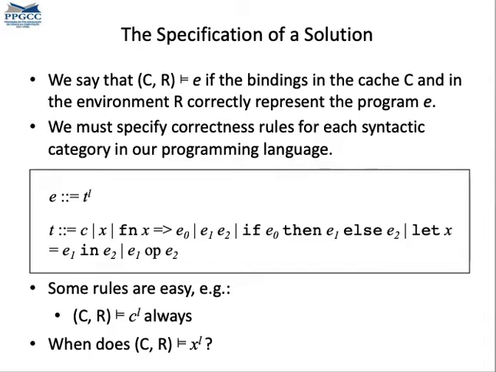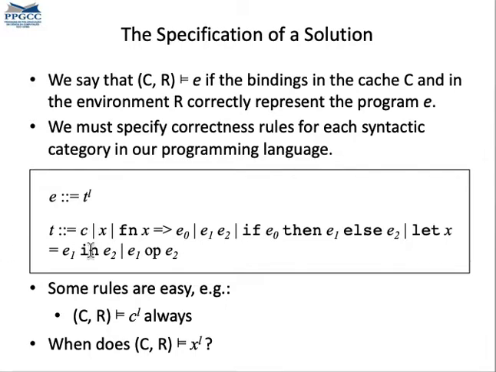We will be representing our solution using this notation with a turnstile. When we say C, R turnstile E, then we mean that the cache C plus the environment R satisfy the expression E. We have different types of expressions. Each type is determined by our grammar, which you can see here. So we need to specify which kind of pair cache environment satisfies each one of the possible syntactic categories of expressions. Let's start with constants.